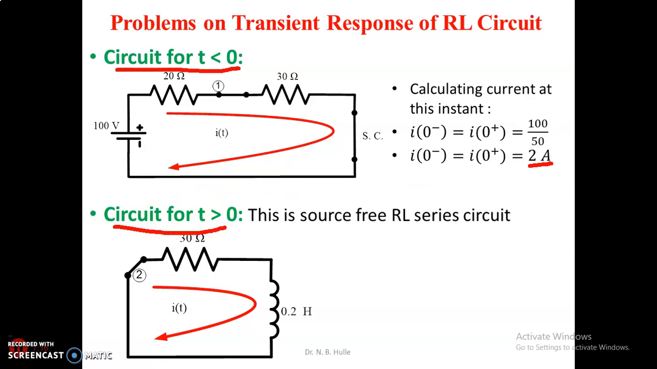If we analyze the circuit for t greater than 0, the switch is in position number 2 and the circuit will be something like that. In that case, the resistance will be 30 and the inductor will be 0.2, and these two are in series. In short, the time constant before switching is different from the time constant after switching. Before switching, the total resistance of the circuit is 30 plus 20, which is 50. L upon R is the time constant, and because R is different, the value before and after switching is different. But for this particular problem, there is no effect of that change in the resistance, so I'm not discussing that point in detail.